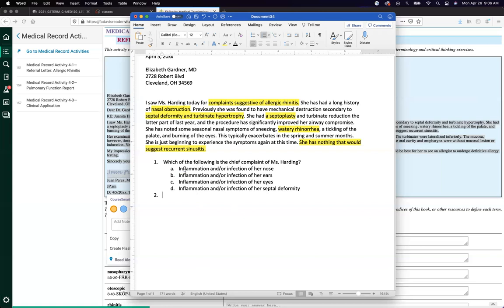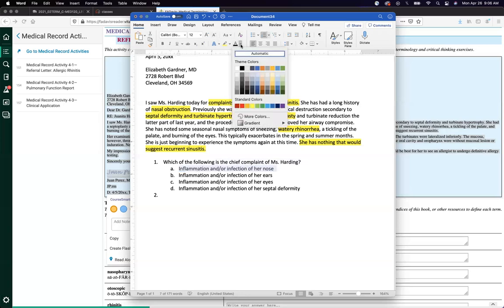Would it be inflammation and or infection of the nose, ears, eyes, or would it be a part of the septal deformity? What's the answer? Inflammation or infection of the nose? Nose, right? So let's make it in red. This would be the answer.